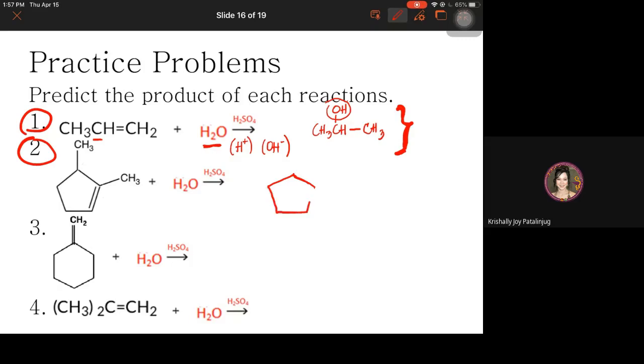So number 2, let us continue. Copy the whole structure, CH3. Between these carbons, obviously the one with more hydrogens is this one. Right? So the H goes there. Okay, it is fine not to show the H because this is a skeletal structure. If you prefer to write H plus H, then it's okay. Okay? Then here is the OH. Please continue with number 3 and 4.